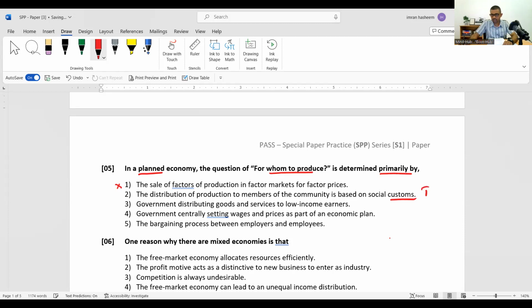Then we are talking about a traditional economy. It's based on traditions, a traditional economic system. So it cannot be a planned economic system. No.